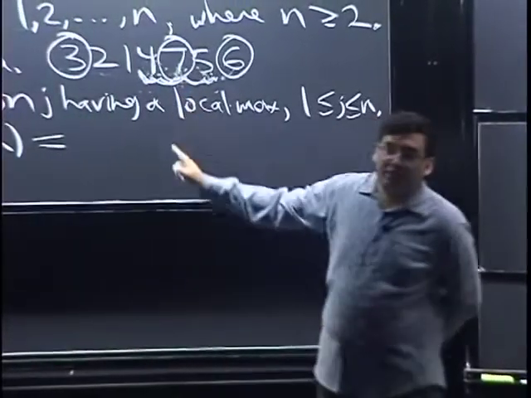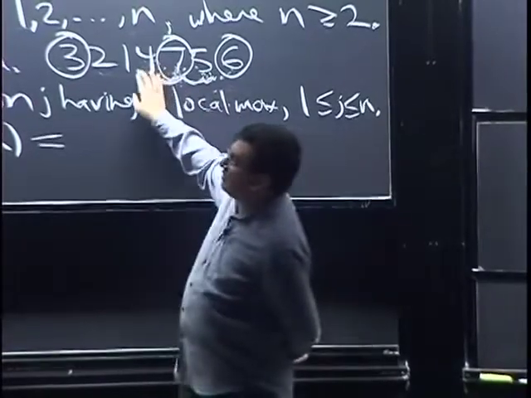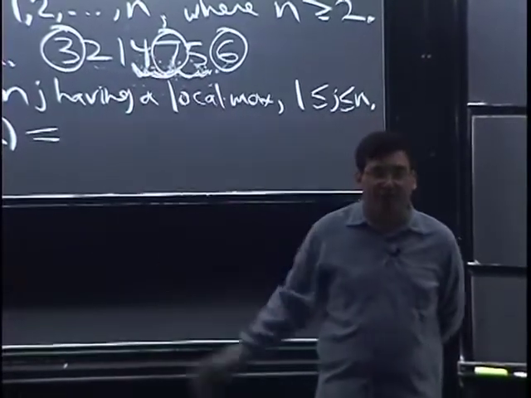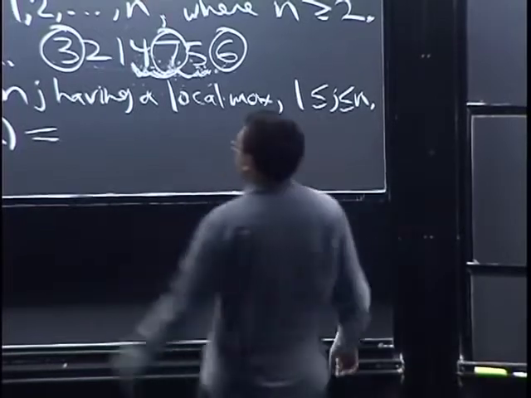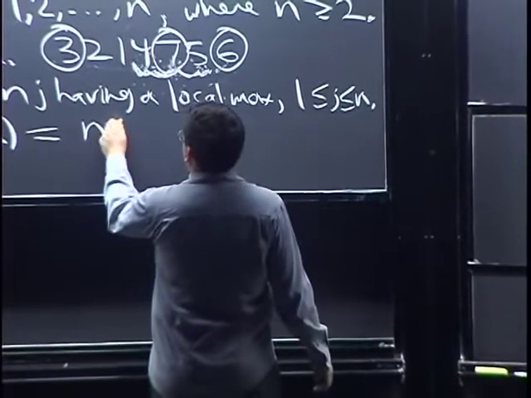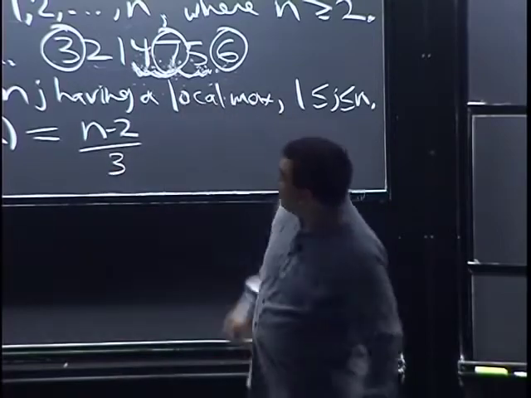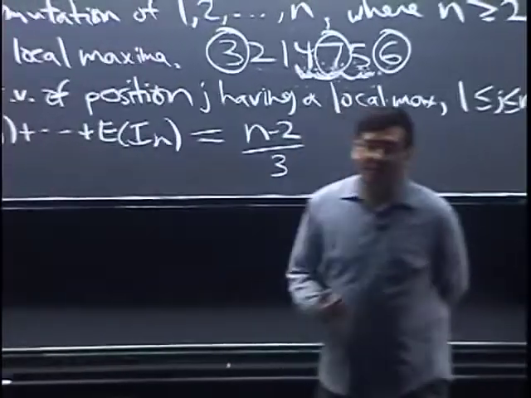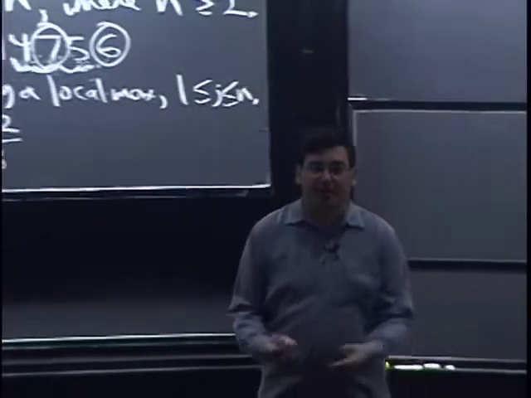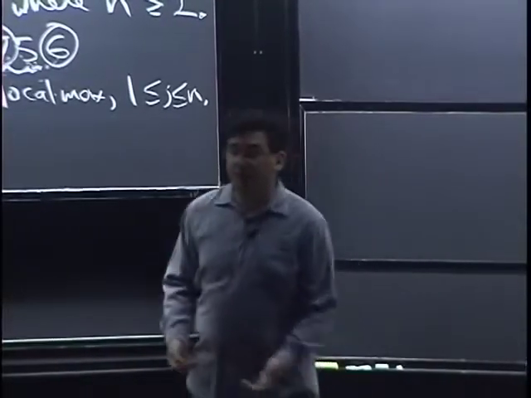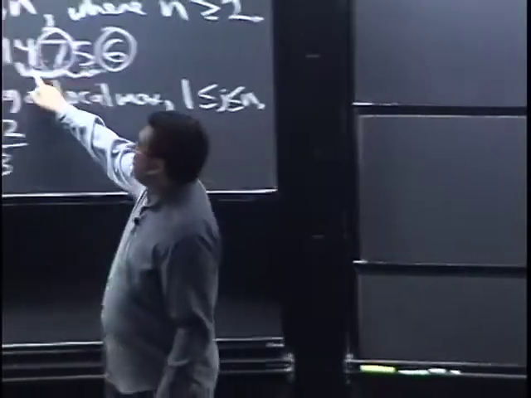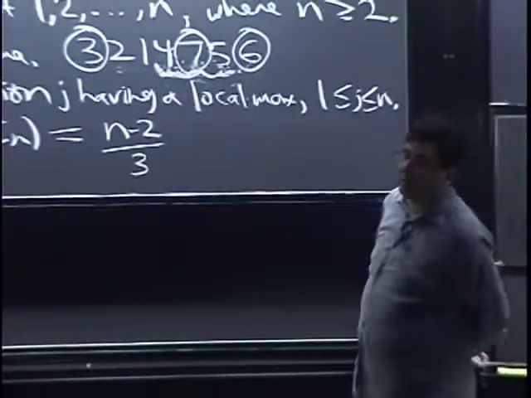Now we can use symmetry, as long as we're careful to distinguish between the intermediate points and the endpoints. There are n-2 intermediate points. Each of them is 1/3 probability. That is, remember the fundamental bridge: the expected value of an indicator is the probability of the event. The probability of the event is 1/3 for each of these intermediate coordinates.